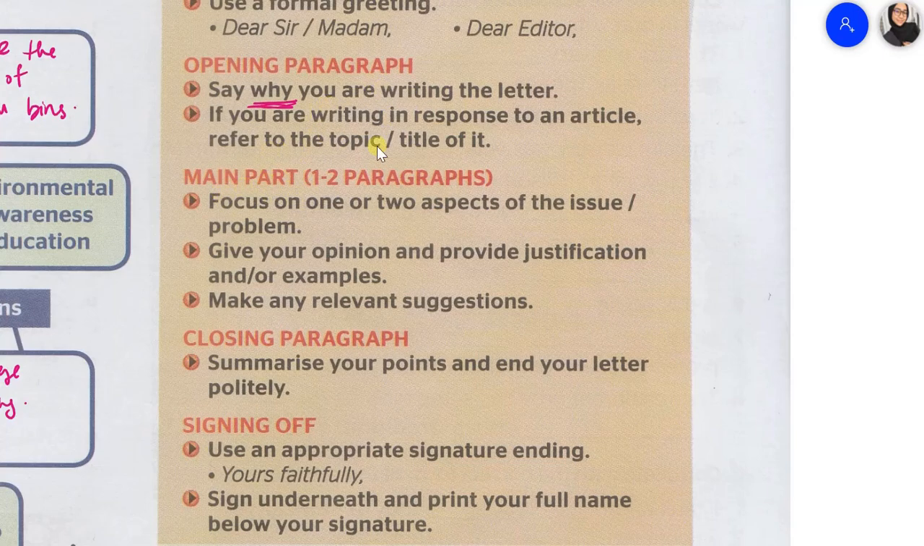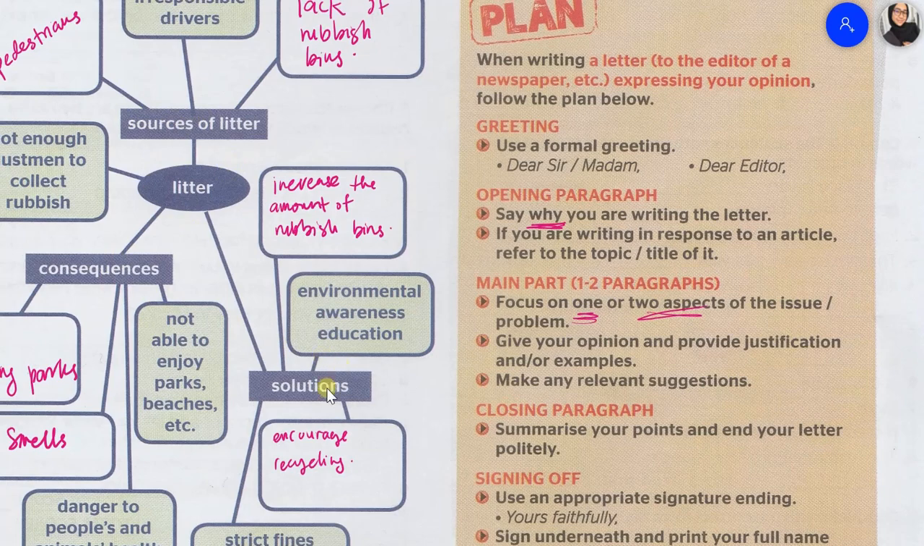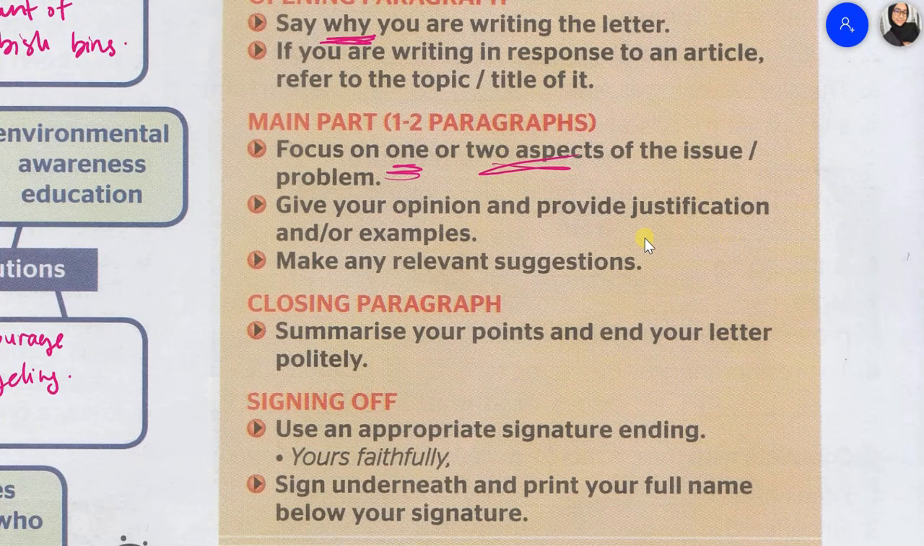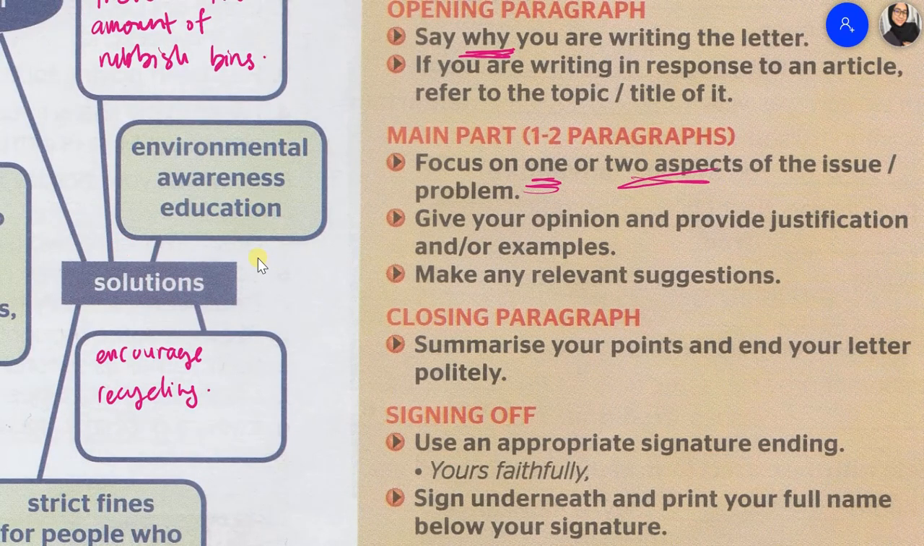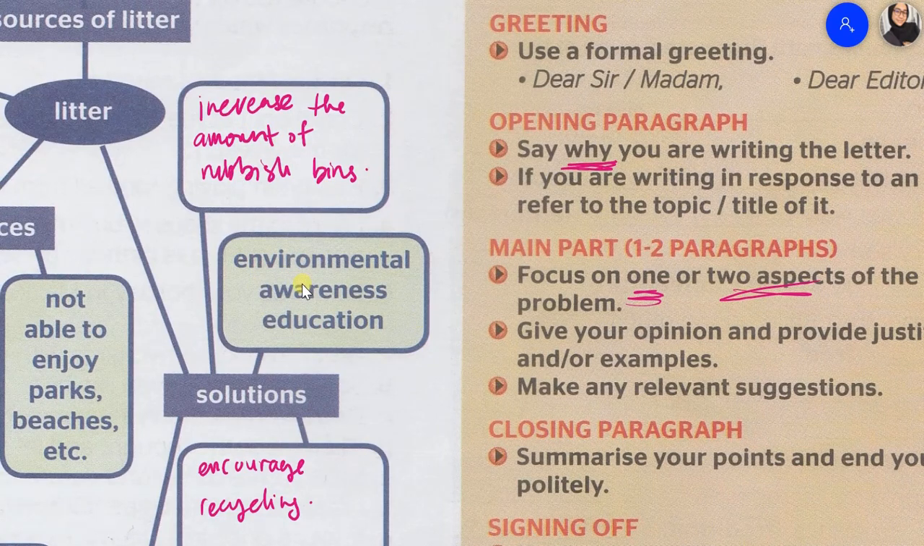Okay, main part. Next, after you have written the introduction, this is the main part, the body. As usual, the body has two paragraphs. In the body, you need to focus on one or two aspects of the issue or problem. In this case, how many aspects are there? There are three. The first is the source of litter, then the consequences, and then the solution. The solution is your own suggestion. Then give your opinion and provide justification and or examples. You must justify your point. For example, you say you need to increase the amount of rubbish bins. Why must it be increased?